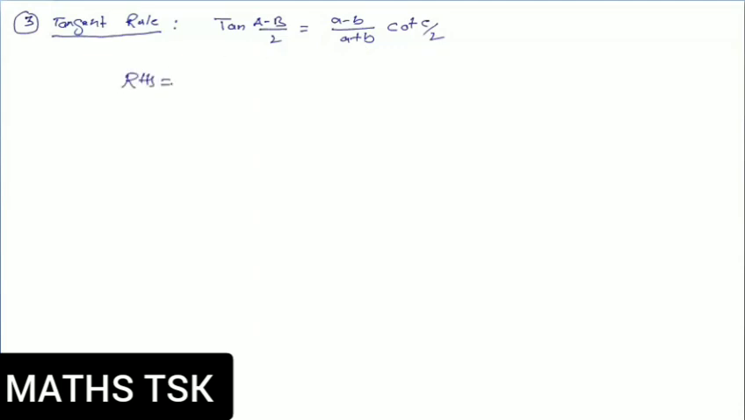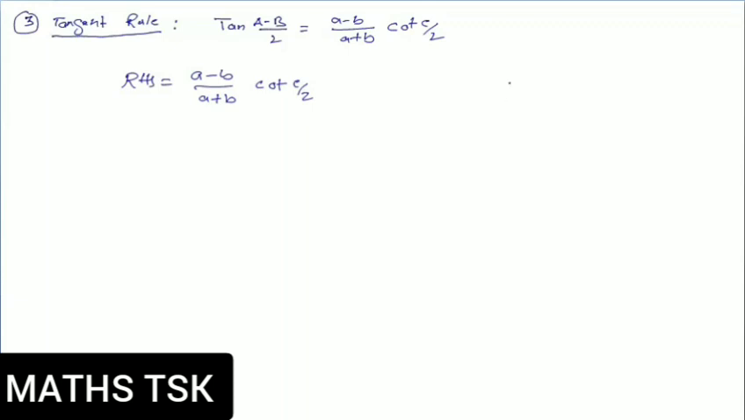What is tangent rule? Tangent rule is, in a triangle ABC, we have to prove that tan of (A minus B)/2 is equal to (a minus b)/(a plus b) cot C/2. So let us take RHS. RHS is (a minus b)/(a plus b) into cot C/2.